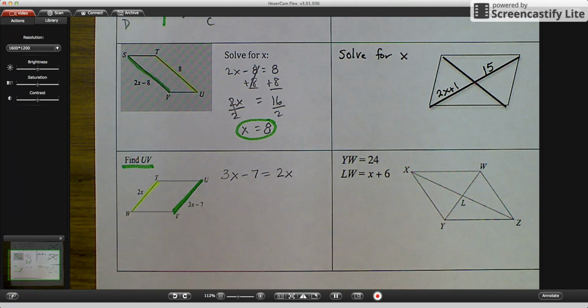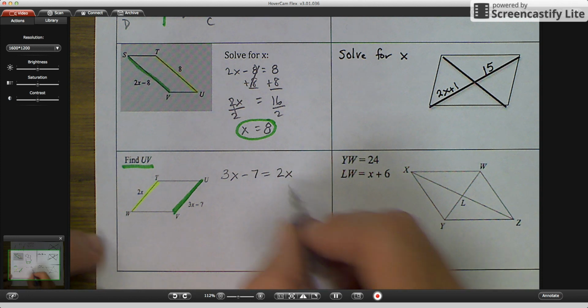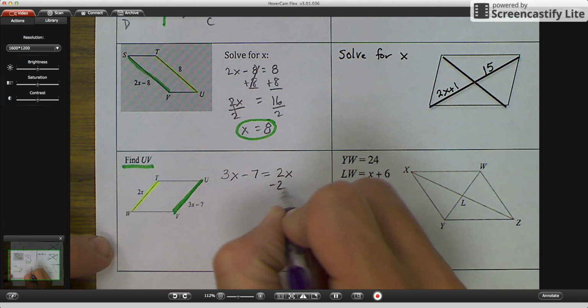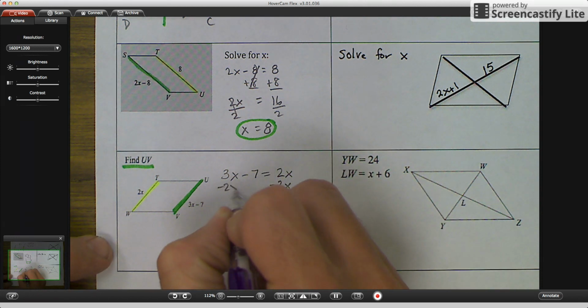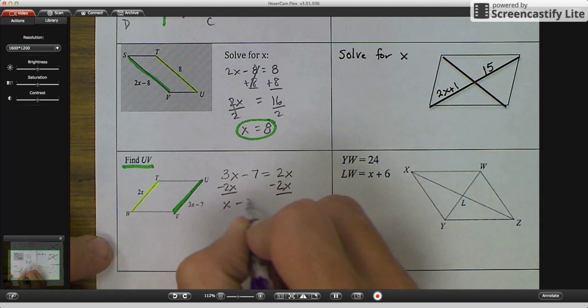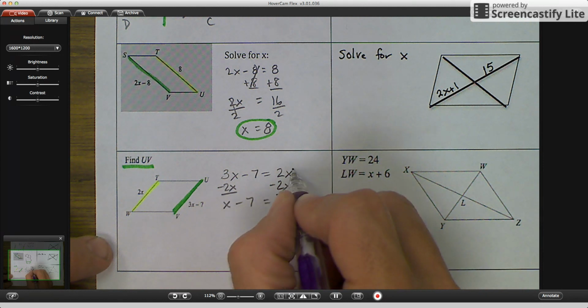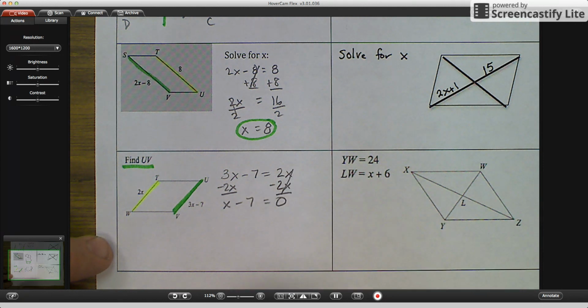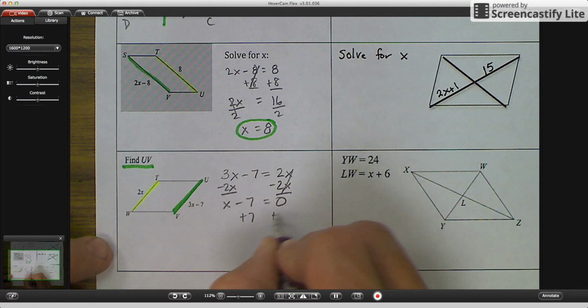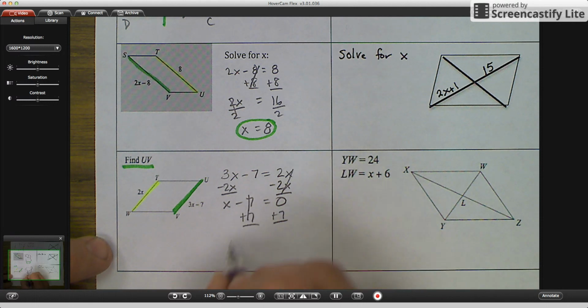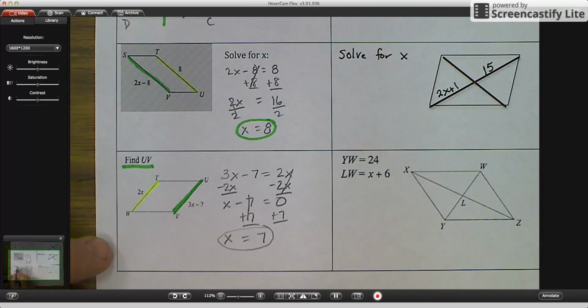And then I'm going to solve this equation. There are a lot of different ways to solve this equation, but I'm going to solve it this way. I'm going to subtract 2x from both sides, and I'm going to get x minus 7 equals 2x minus 2x cancels out, you get a 0. Then I'm going to add a 7 to this side and to that side. They cancel out, you get x equals 7. But I'm not done, because it is asking me to find UV, and UV is 3x minus 7.